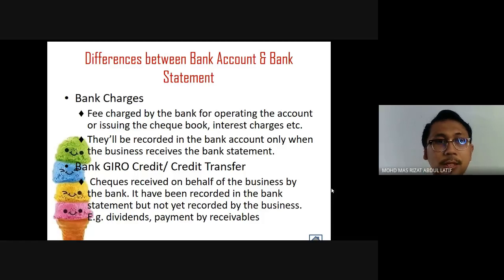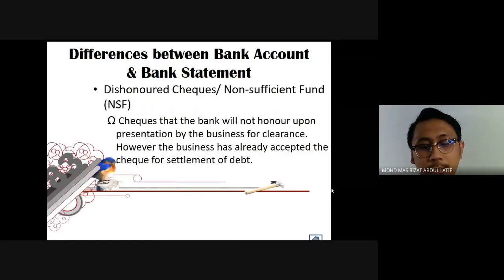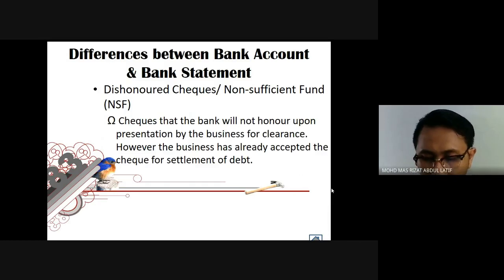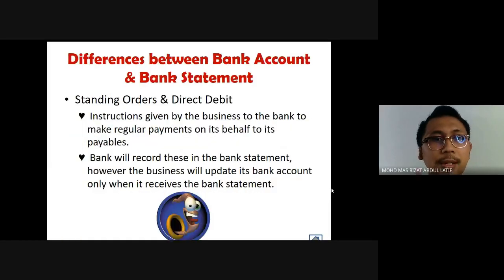Okey, salah satunya ada bank charges, credit transfer, dia ada standing order or direct debit, ada dishonored check, ada interest revenue on current account, dia ada banyak. Kita akan pergi satu persatu. Okey. The first one, kalau kita tengok dalam textbook, adalah direct debit.